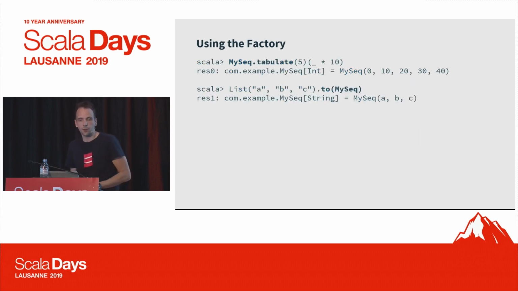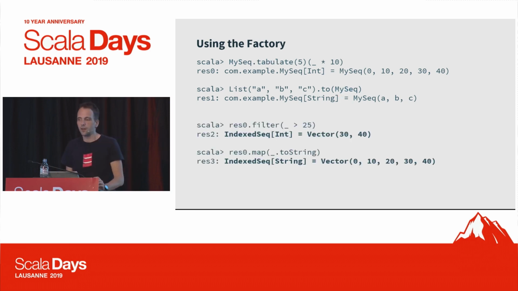So let's use the factory. We have the usual factory methods available out of the box. Just by implementing these methods, we can call things like tabulate, or we can use it here when converting an existing collection to a MySeek. So this works. But not everything works. We still have these two cases to deal with. One is an example of one case, and the other one is a bit different. We'll see the difference on the next slide.